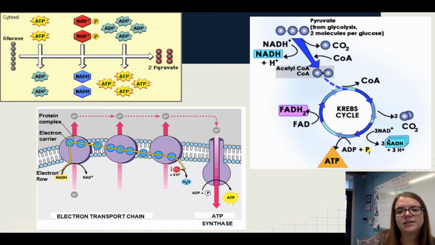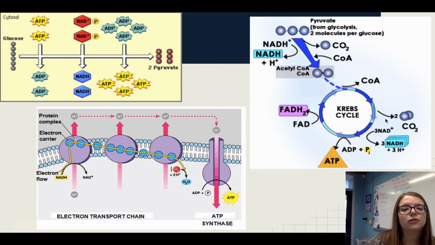So both NADH and FADH2. So these are 2 different electron carriers, right? Remember, they're like the oven mitts that can carry those high energy electrons. We're also going to make a little bit of ATP here as well. Not a whole lot, just a little bit of ATP. You will notice the waste product made here is carbon dioxide.